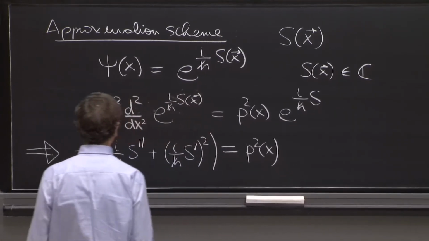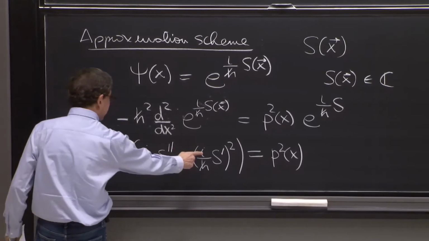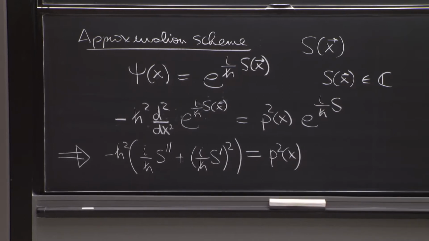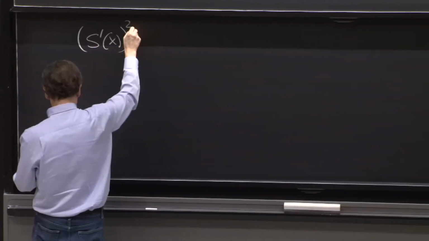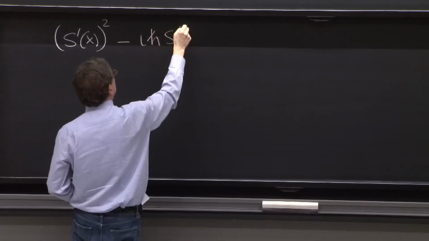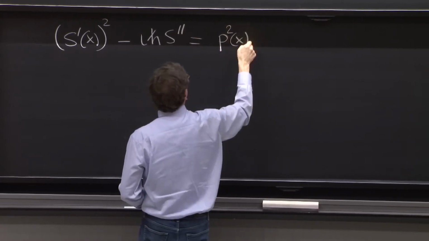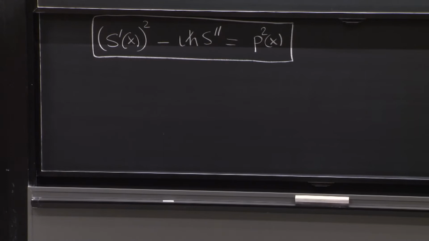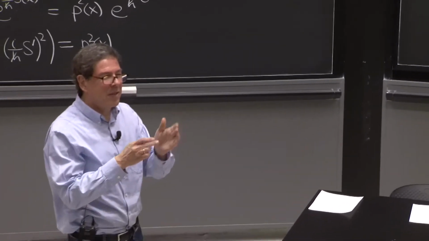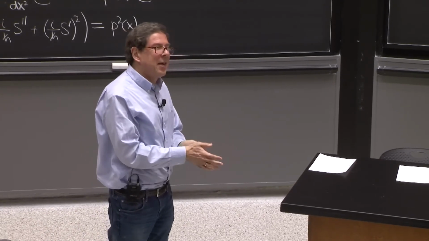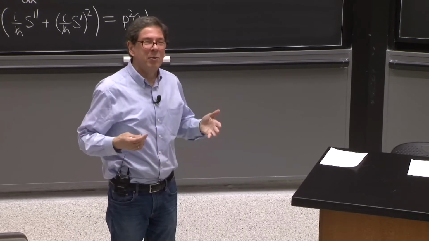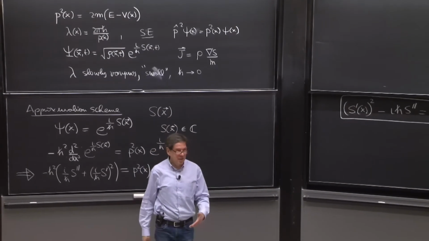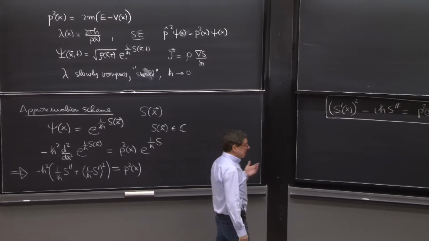So cleaning this up a little bit, the h's cancel, the sign cancels, and you get s prime of x squared minus i h bar s double prime is equal to p squared of x. Okay. Simple enough. We have a derivation of that equation. And the first thing that you say is, it looks like we've gone backward. We've gone from a reasonably simple equation, the Schrodinger equation, a second order linear differential equation, to a nonlinear equation.